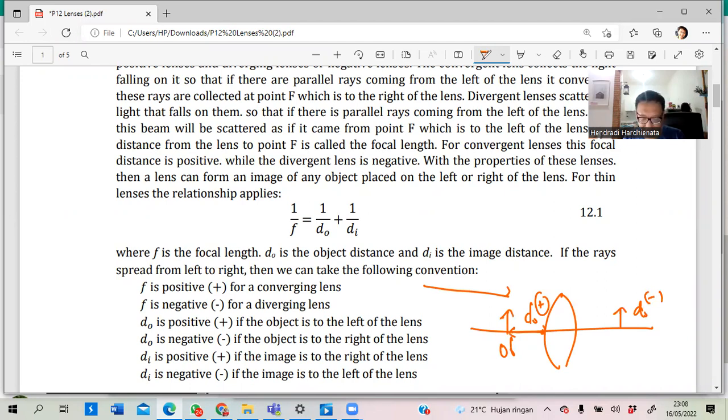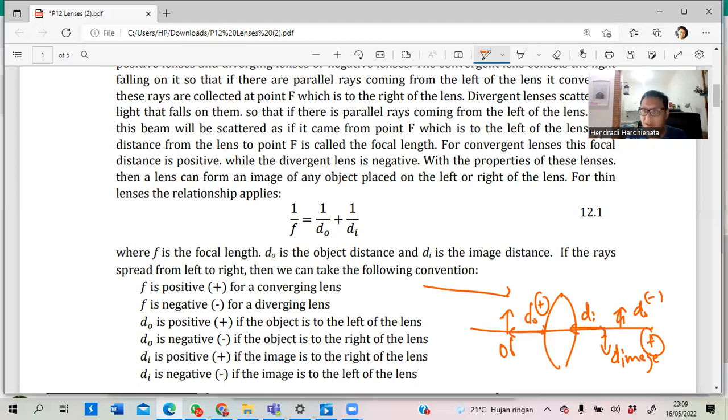So in the experiment you have to be careful where you put the object. Usually you put the object on the left, so the DO is usually positive. For the image, the image is positive if it's on the right. So it is the opposite of the DO. If the image is formed here, here's the distance, the DI. The image is formed on the right, so it is a positive one, whereas if it is on the left, it will be a negative one.